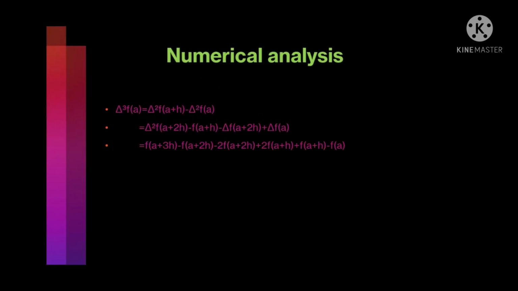Delta cube f of a is equal to delta square f of a plus h minus delta square f of a, which is equal to delta f of a plus 2h minus delta f of a plus h minus delta f of a plus h plus delta f of a, which is equal to f of a plus 3h minus 3 f of a plus 2h plus 3 f of a plus h minus f of a.